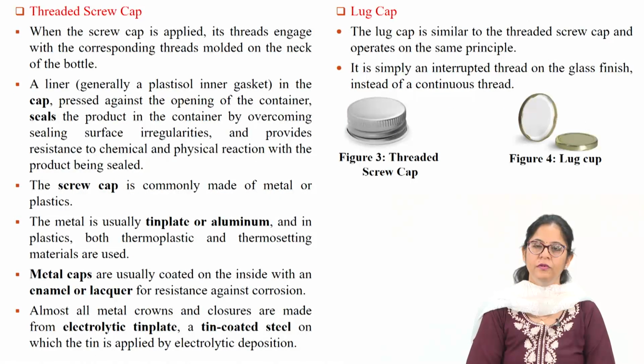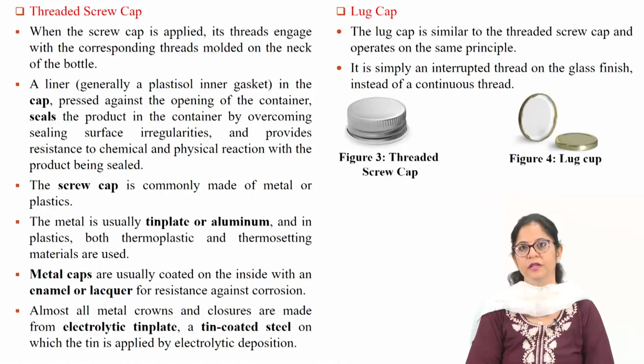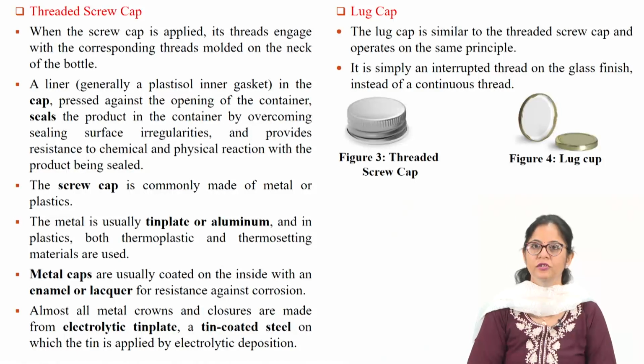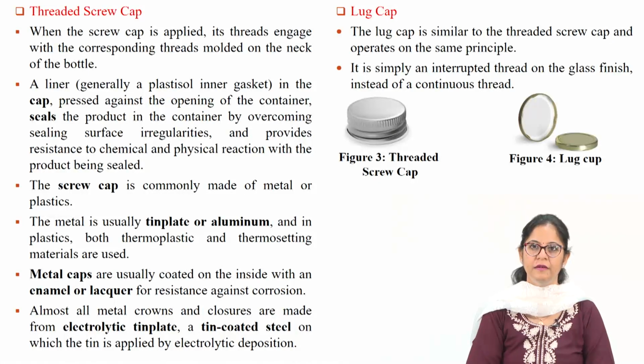The threaded screw cap: when the screw cap is applied, its threads engage with the corresponding threads molded on the neck of the bottle. A liner, generally a plastisol liner gasket in the cap pressed against the opening of the container, seals the product in the container by overcoming the sealing surface irregularities and provides resistance to chemical and physical reaction with the product being sealed.